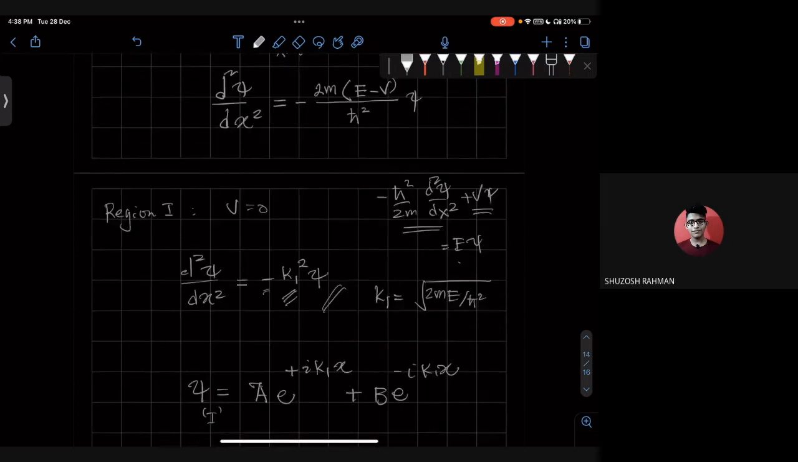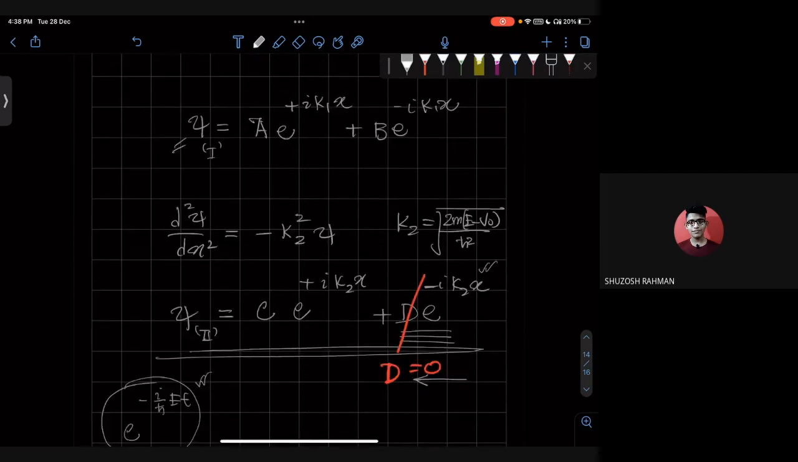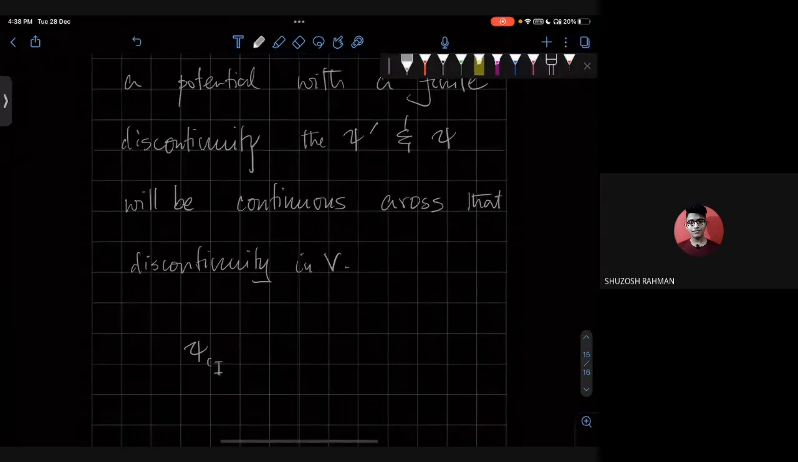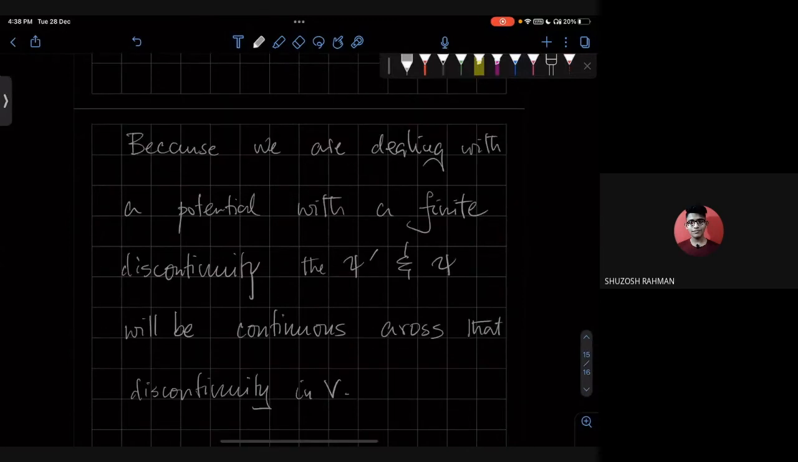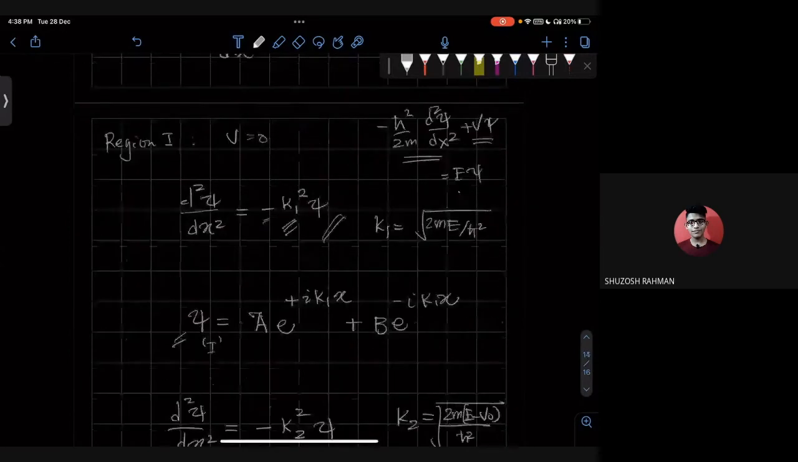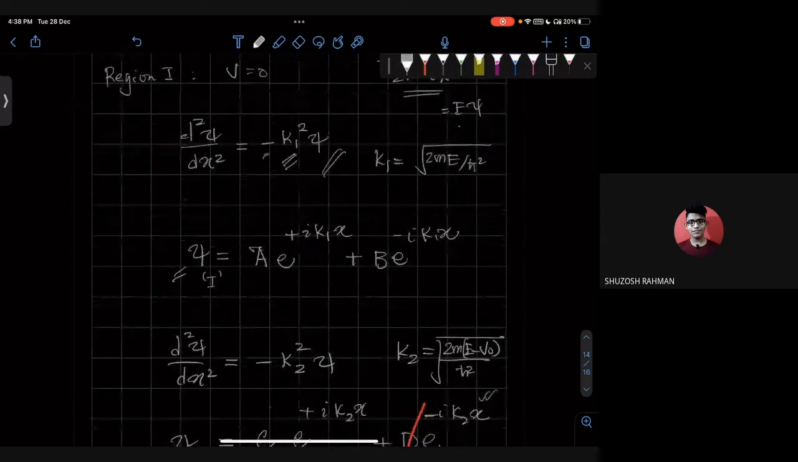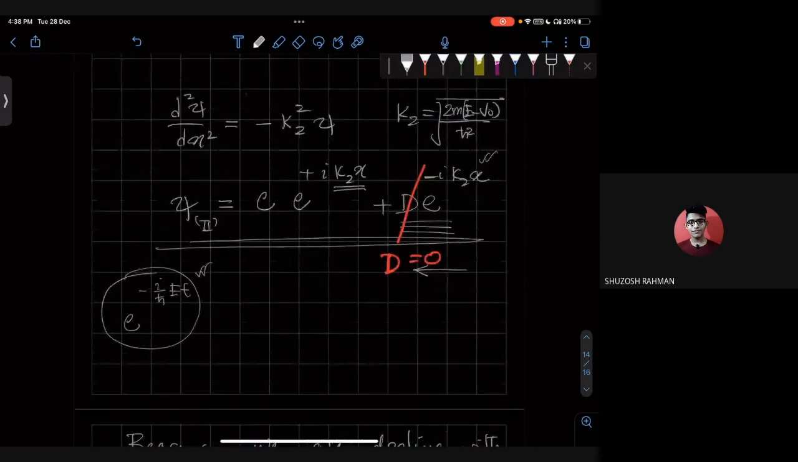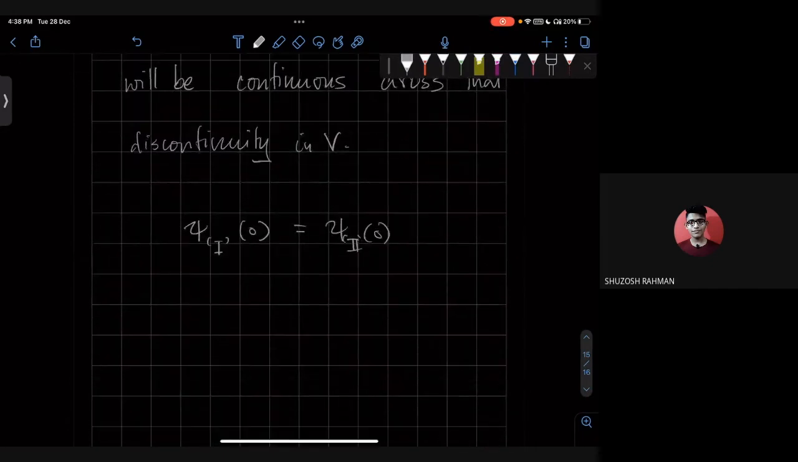So that means that if I take this at x equals 0, psi 1 must be equal to psi 2. And if I look at it, what is psi 1 and psi 2? I see that putting x equals 0 here, those factors just become 1. Putting x equals 0 here, that just becomes 1. So this gives me a plus b is equal to c.